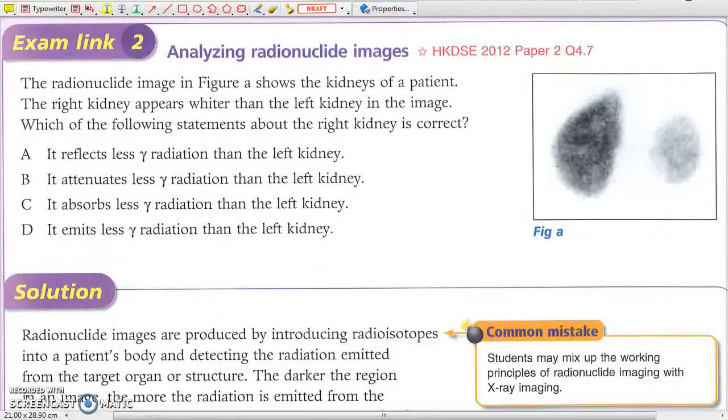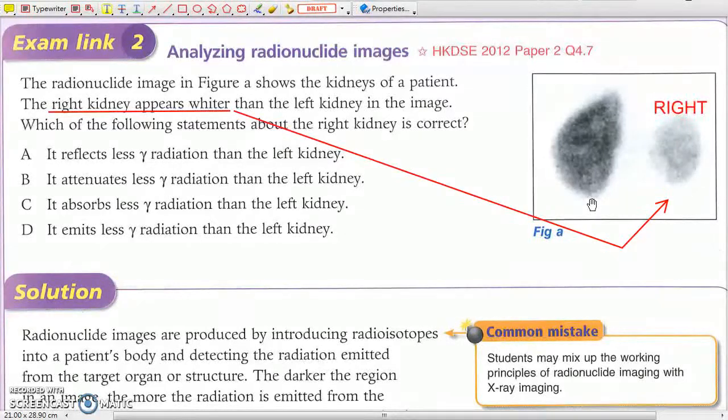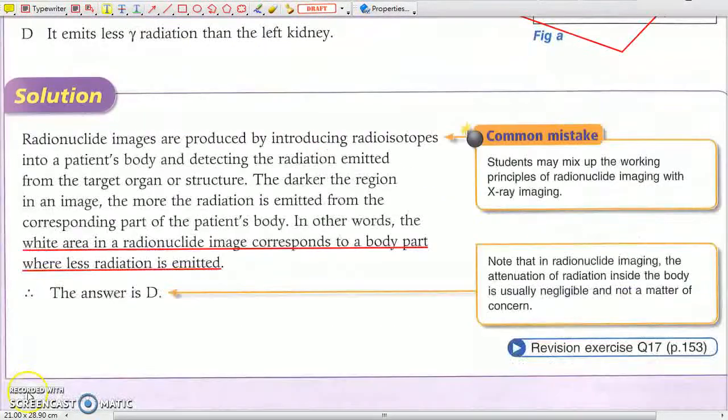Exam link 2. Analyzing radionuclide images. The given figure shows the images formed by radionuclide imaging of the kidneys of a patient. It is given in the question that the right kidney appears whiter, and it must have a lower intake of the tracer and hence eventually emit less gamma radiation.